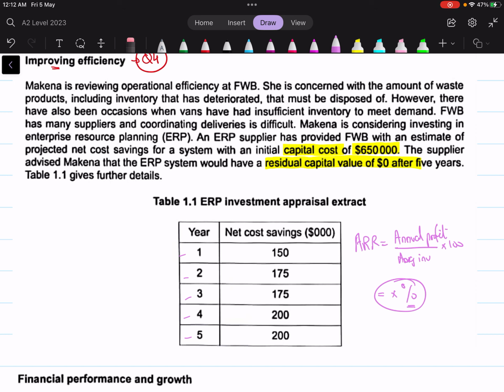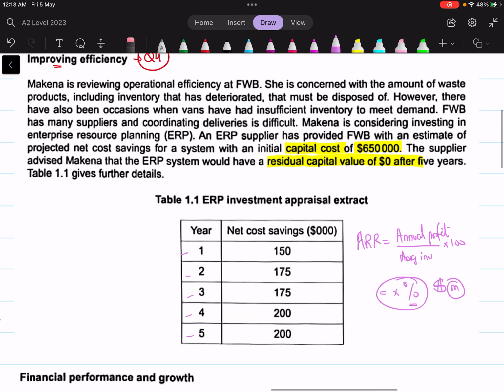Remember that it's very important to mention the unit of measurement. So if you are calculating ARR, percentages will be important. If you are calculating NPV, perhaps a dollar sign or million if appropriate would be necessary to include, because it might result in a loss of marks as well. So in order to solve ARR, there are basically 4 steps that I always teach my students. You can also follow any other step that you want as well.